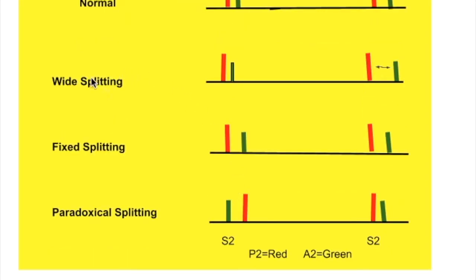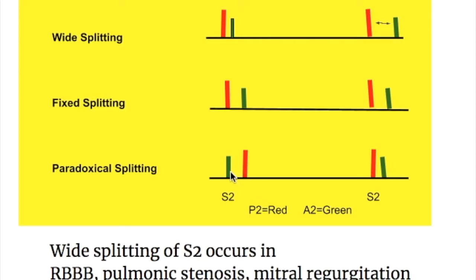In the pathological splitting, in wide splitting, there is an increase in the split between the aortic and the pulmonary valve closure. In fixed splitting, there is a fixed distance between the two valves during both inspiration and expiration. And in paradoxical or reverse splitting, see that the green bar, the pulmonary valve closure, comes before the aortic valve, so it's a reversed split, and this occurs in expiration.